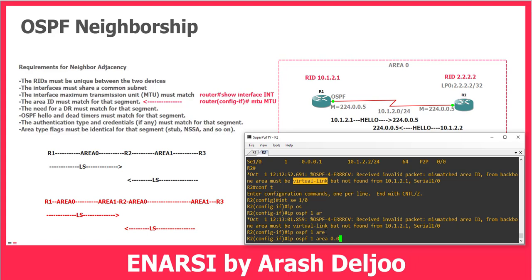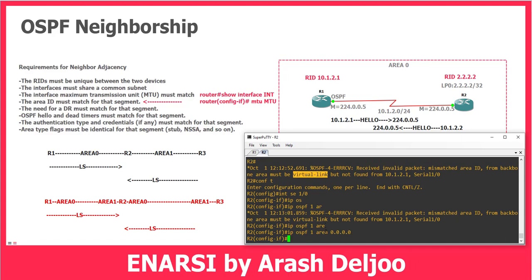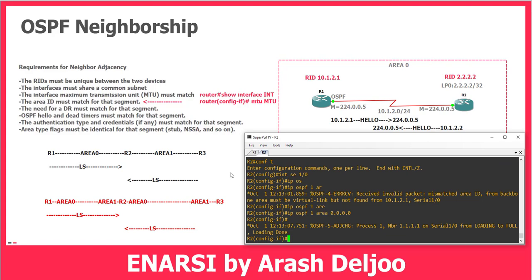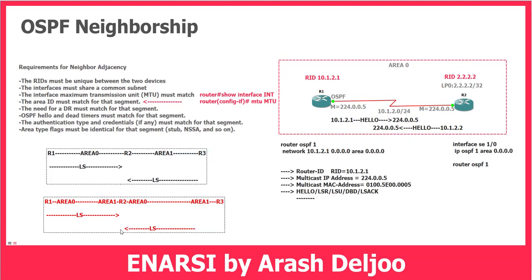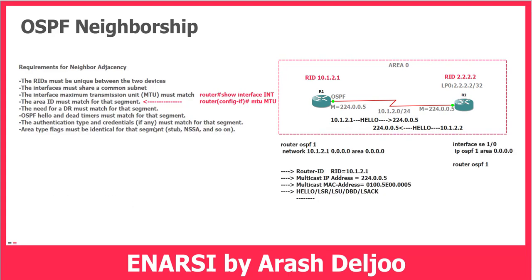We don't have a difference between the quad 0 and also 0. Now we will have neighborship. Because of that, the next requirement related to the OSPF neighborship is using the same area ID between two same interfaces. Let me talk about the next neighborship condition.